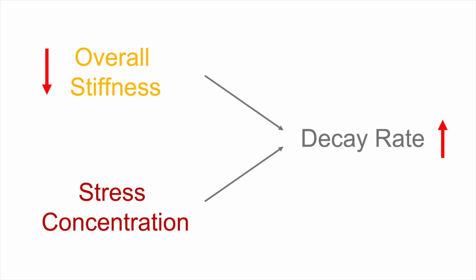If the overall stiffness is low and there's a lot of motion at the fracture site, the fixation will experience a high decay rate. If the fixation construct is assembled in such a way that increases the stress concentration in the implant, the fixation will also have an increased decay rate.